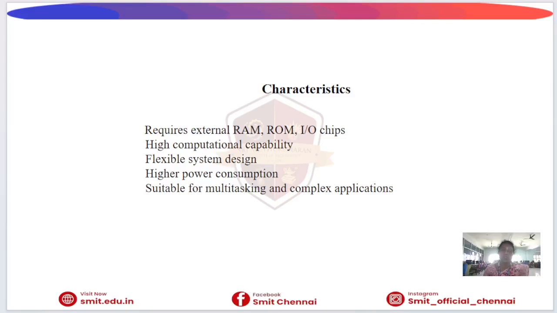Today we are going to learn about microprocessor and microcontroller, their architecture, application, and the important components of the 8085 microprocessor. This 8085 microprocessor acts as the brain of a computer system, while the microcontroller is a compact system designed for a specific control application. Understanding these concepts is essential in electrical and electronics. The characteristic of a microprocessor is that it requires external RAM, ROM, and I/O chips. It contains only the CPU, so memory and input-output devices must be connected externally.